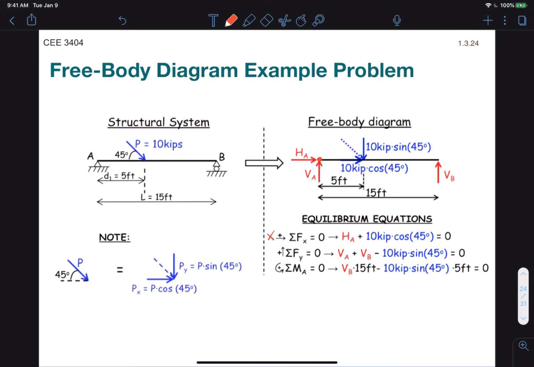Okay, so this is my moment from VB, and this is my moment from PY, we'll call it the Y component of P. Should have included the 5 feet in there. All right, so that's how you would do it, and then you simply solve this set of 3 equations for the 3 unknowns, HA, VA, and VB, and you have your full definition of your system in static equilibrium.